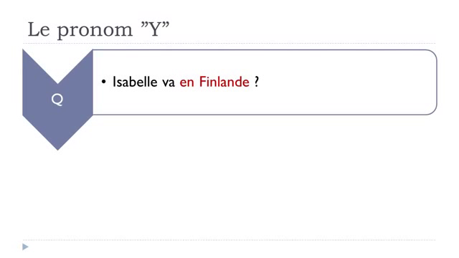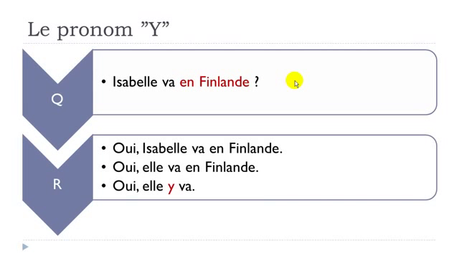So let's see a question. Isabelle va en Finlande. So va, remember, it's aller, and then en Finlande, in Finland. Isabelle va en Finlande. So of course, you will have many options to answer this question. The first one would be maybe the more logical. Oui, Isabelle va en Finlande. So you just take all the elements that you had in the question and then you answer with that.